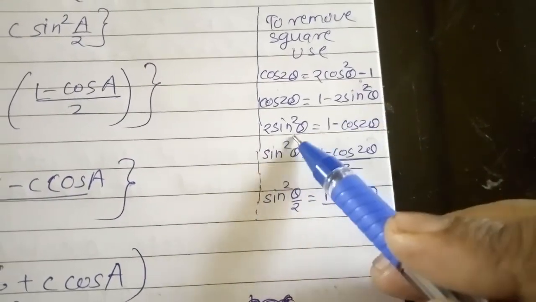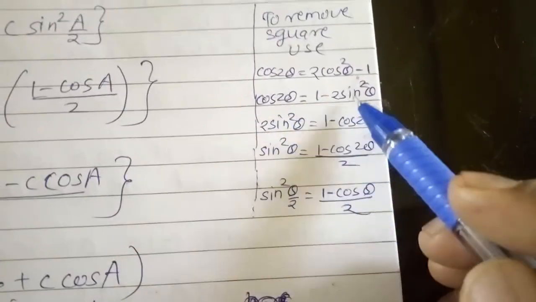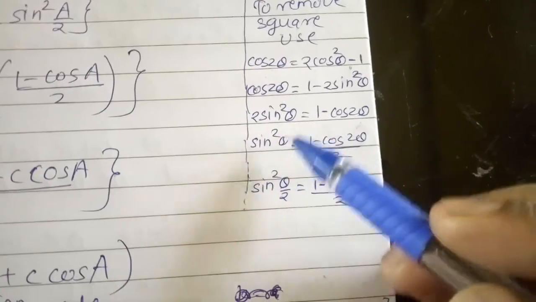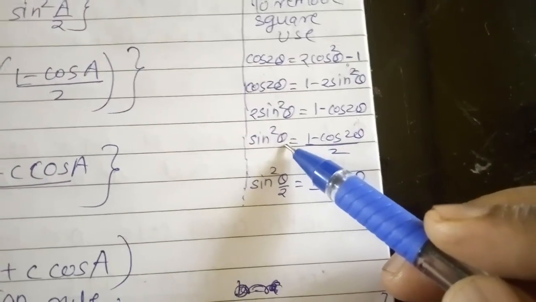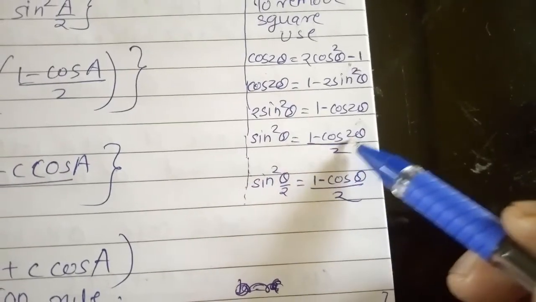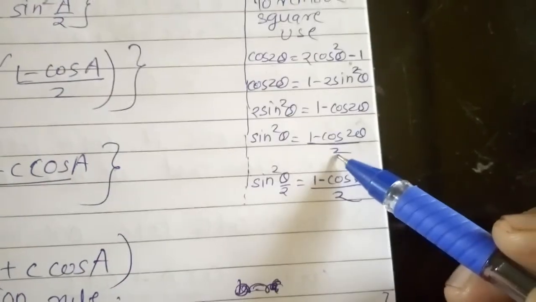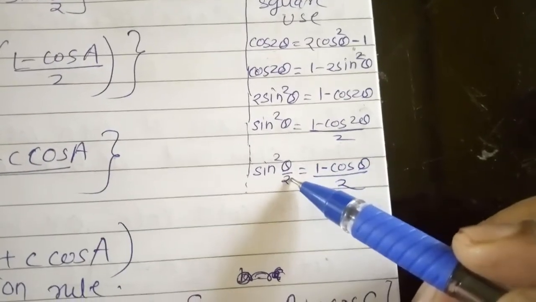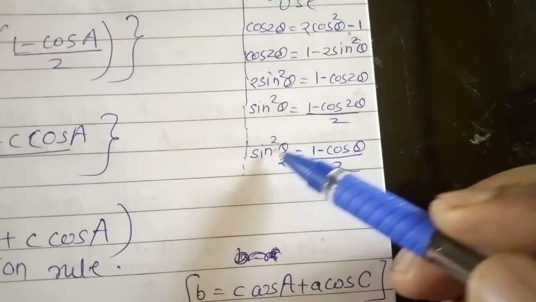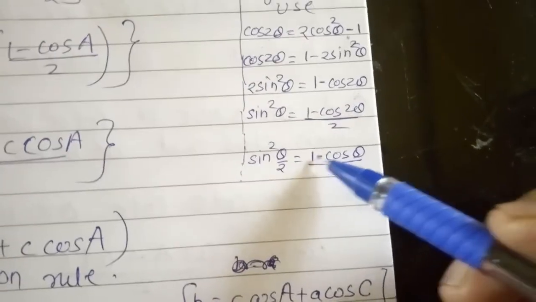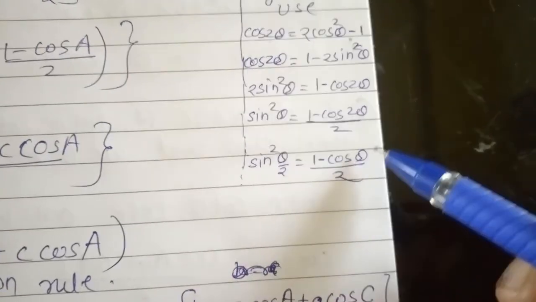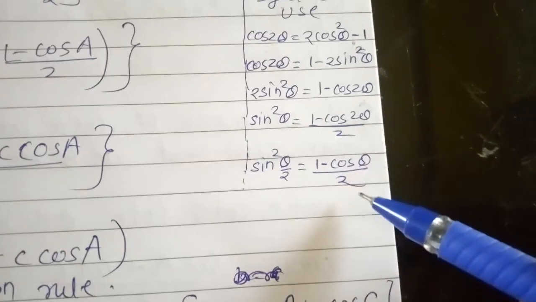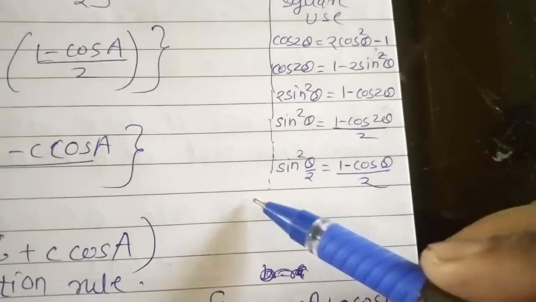So 2 sin square theta is equal to, this will move here, 1 minus cos 2 theta, and from this we can find the value of sin square theta, that is (1 minus cos 2 theta) upon 2. And we have to convert it into the half angle formula, that is sin square(theta/2) is equal to 1 minus, this will be half so theta remains, so (1 minus cos theta) upon 2. And now we are going to put this value in our example.